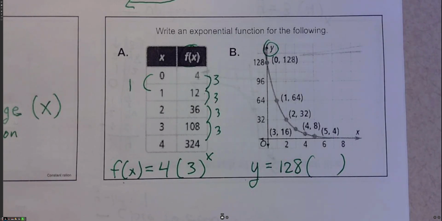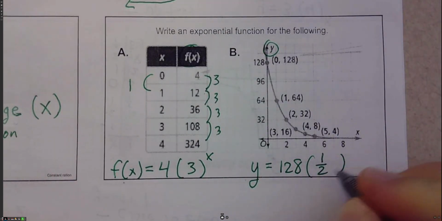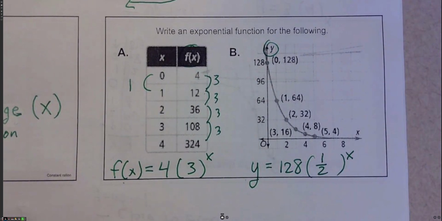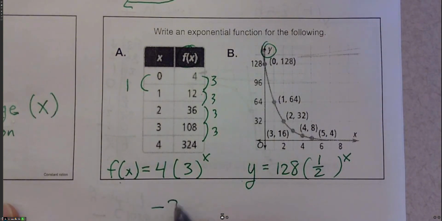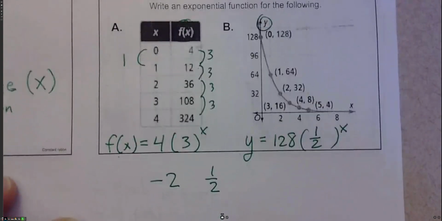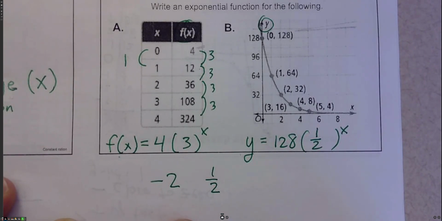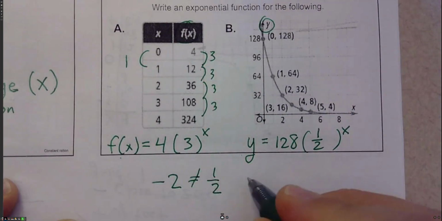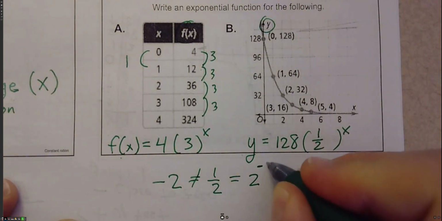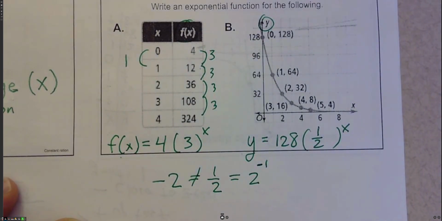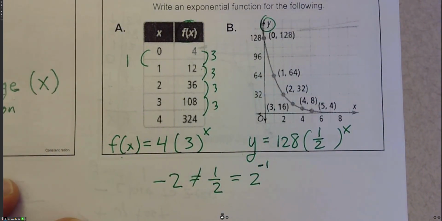Close. Negative 1/2. Is 1/2 the same as negative 2? No. These are not the same, but how can I write 2 so that it means 1/2? What do I need to add to this 2? I think what she's getting at is that those are the same. It's not a negative number, it's a negative exponent.